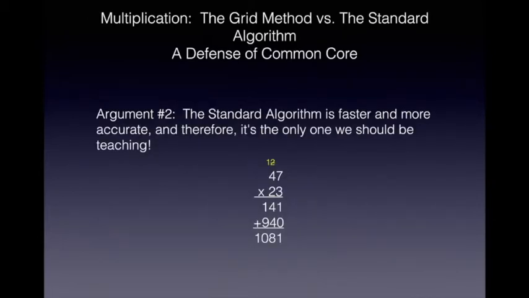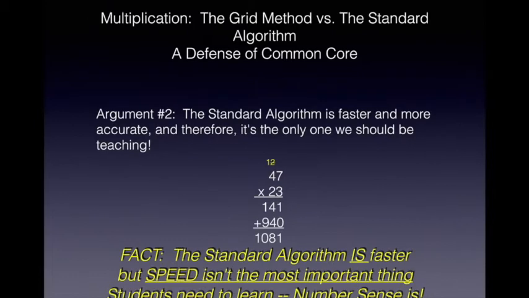So maybe you say, well, why bother with the additional methods? The standard algorithm, isn't that faster and more accurate? And therefore, isn't that the only one we should be teaching? After all, that's what the video tried to show. Why bother learning these weird ways to multiply numbers when the old-fashioned way is faster? Well, the answer is the standard algorithm is faster, but is speed really the most important thing students need to learn? It's not. Number sense is.